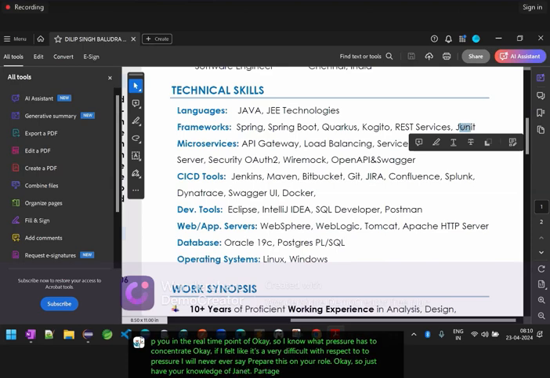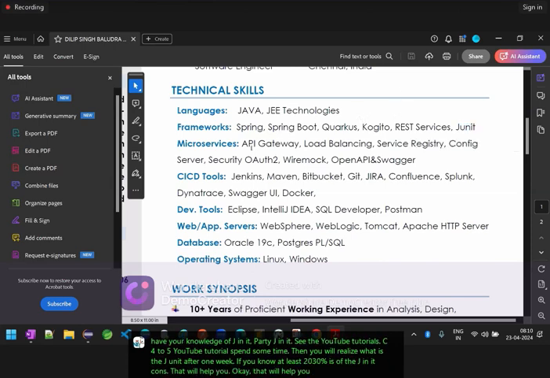What is JUnit? See 4 to 5 YouTube tutorials. Spend some time, and you will realize what JUnit is after 1 week. If you know at least 20-30% of the JUnit concept, that will help you. So this is all microservices concepts. Hopefully, you will see it from next week onwards.